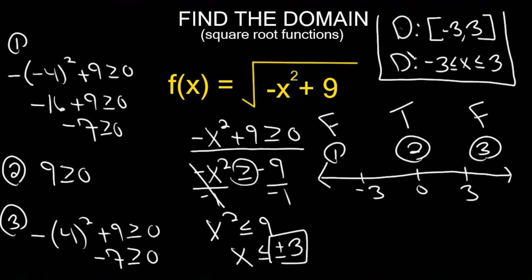So that is how you find the domain of square root functions. It's pretty straightforward. But if you end up having a quadratic underneath the square root like we did here and in the previous example, you have to create a number line and then set up your test regions and then go from there. So that's pretty much it.